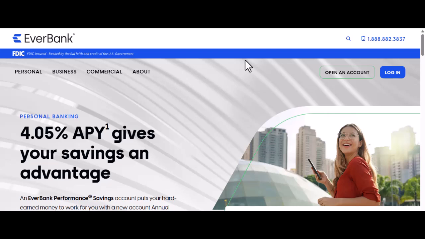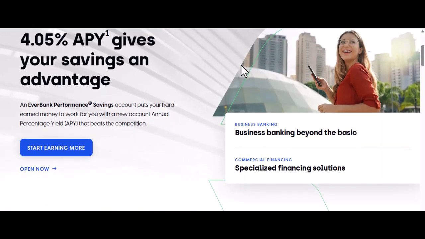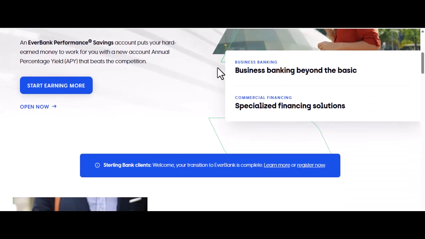Thinking about starting to invest but feeling overwhelmed by where to begin? Are you looking for a financial partner that offers something beyond the usual stock and bond approach? Well, if EverBank has caught your attention, you're in the right place. Today, we're breaking down exactly how you can start your investment journey with EverBank, highlighting their unique offerings and the simple steps to get started.